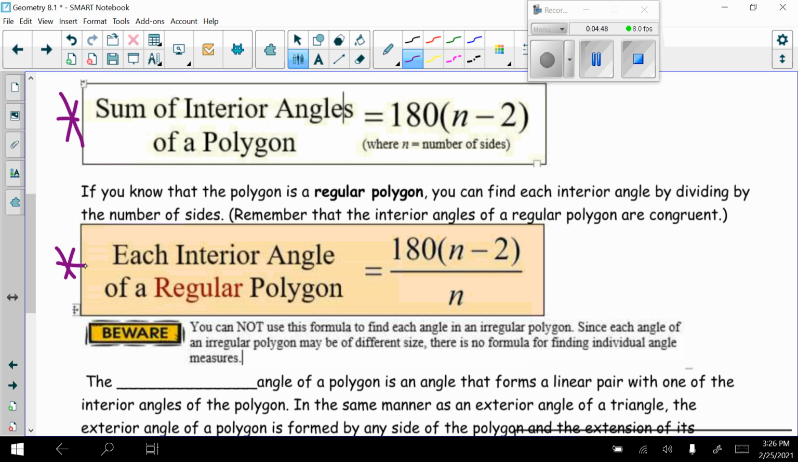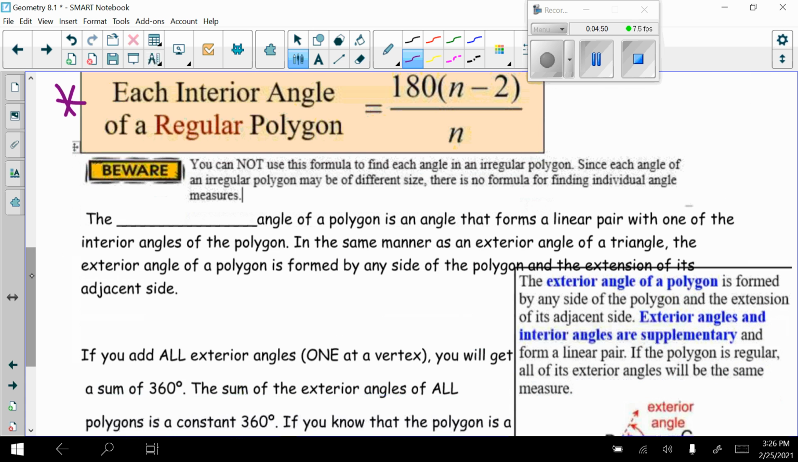Now let's talk about exterior angles. The exterior angle of a polygon is an angle that forms a linear pair with one of the interior angles of the polygon. In the same manner as an exterior angle of a triangle, the exterior angle of a polygon is formed by any side of the polygon and the extension of its adjacent side.